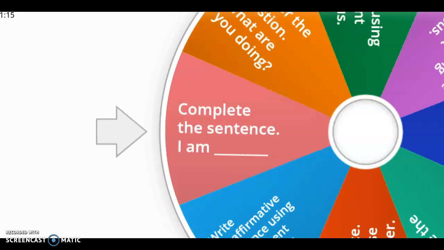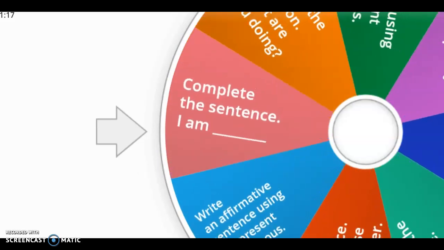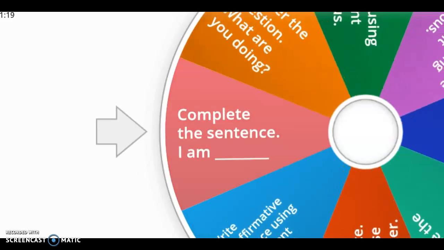So here we have complete the sentence. So the verb to be, remember that the verb to be in here is an auxiliary verb. So we have the subject plus the verb to be as an auxiliary plus the main verb. So for example, I can say, I am listening to music. You see?